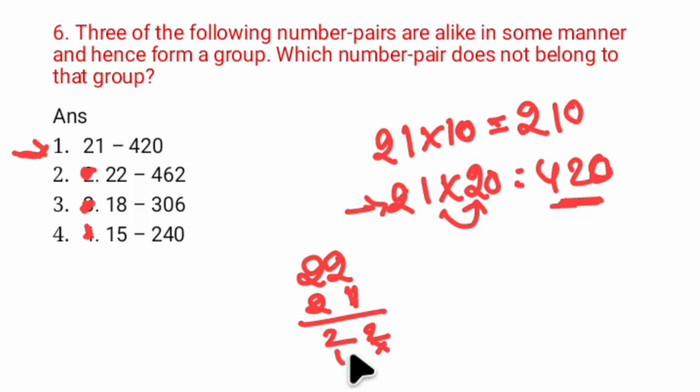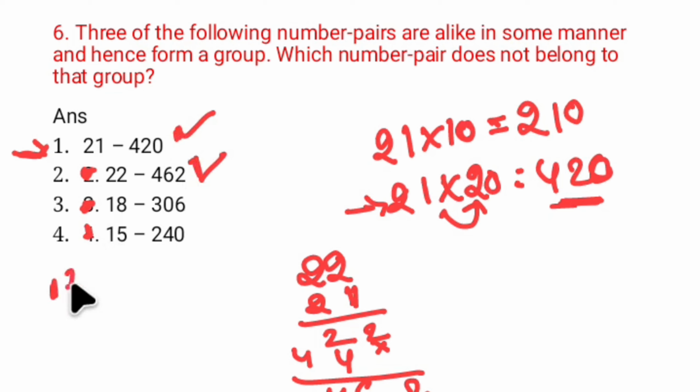So we should also check other options as well. 18 into 17: 8 sevens are 56, 7 ones are 7, 126, 8 ones are 8, 10 is 306. So this is also true. These two follow the same logic. What is the logic? The number multiplied with the preceding number.